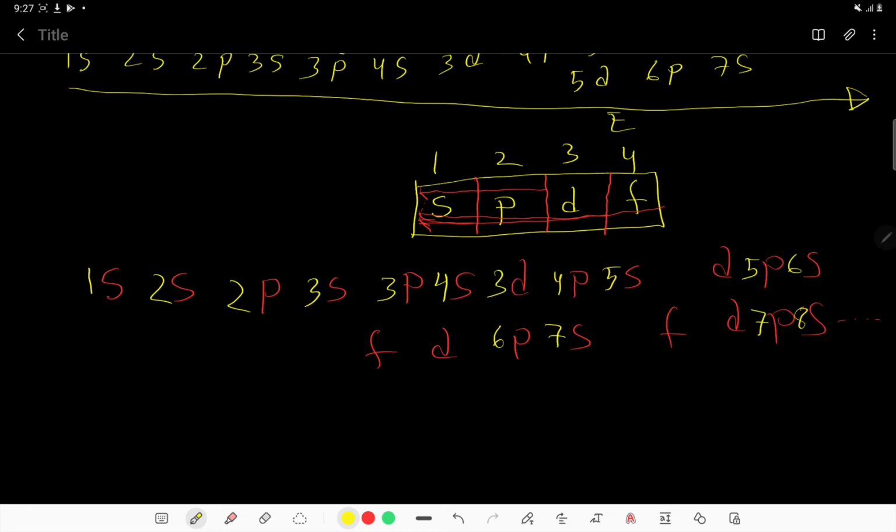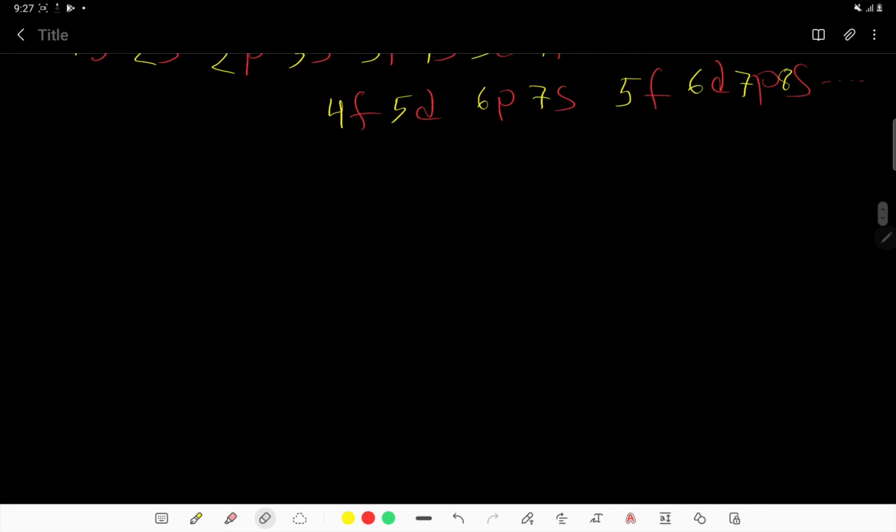then 4d, then 5d, then 6d. And F starts from the fourth shell, that is 4f, then 5f, and then this will be 6f, right? So this is the electron configuration order in increasing energy. Energy is increasing, right?